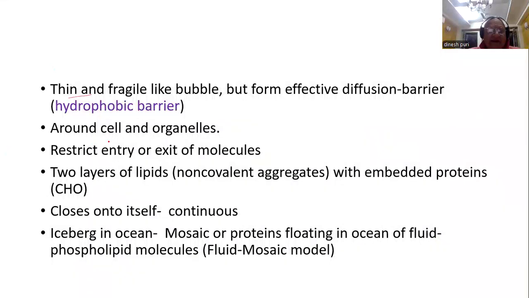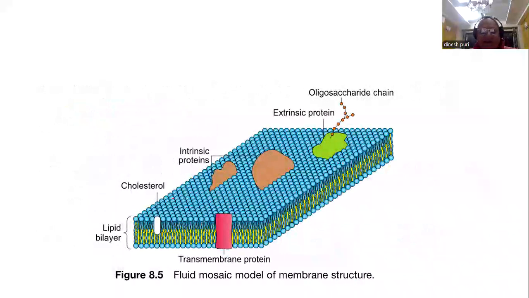As we said, around the cell and organelle, they restrict entry and exit of molecules. We will have separate lectures on that. And the two layers of lipids are non-covalent aggregates. They do not form any covalent bonds. And with embedded proteins, as we said, you can see here, proteins are embedded in it. This is the lipid bilayer structure.